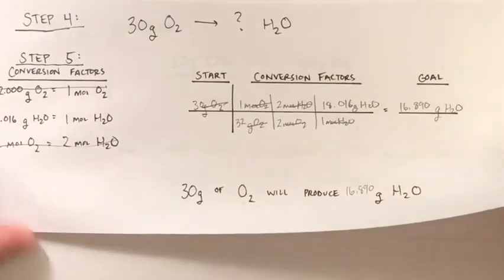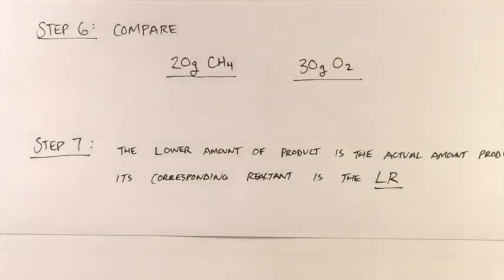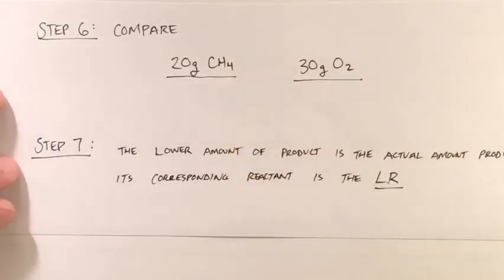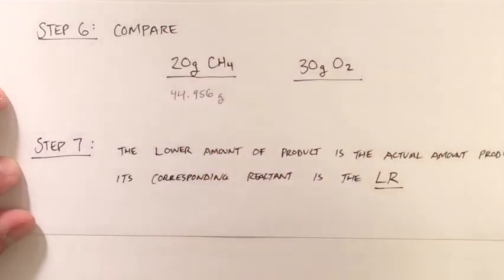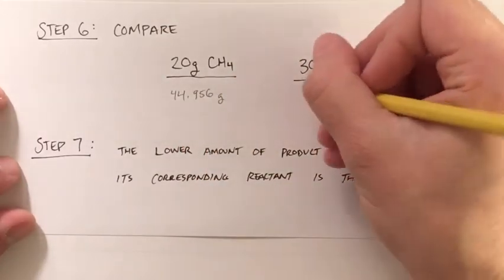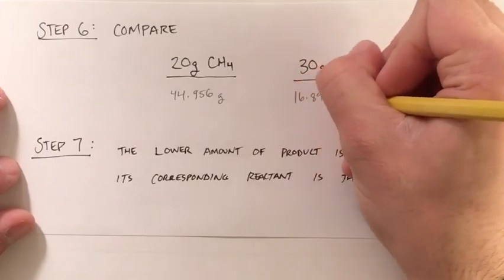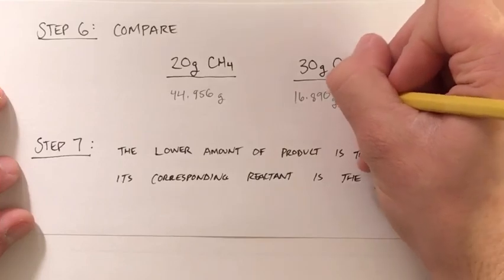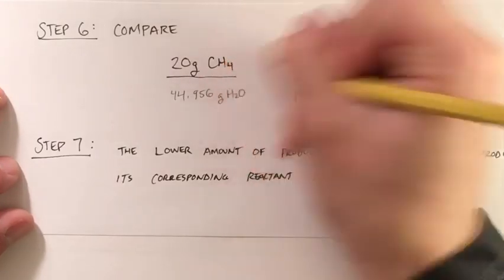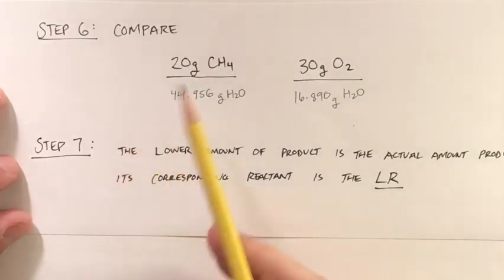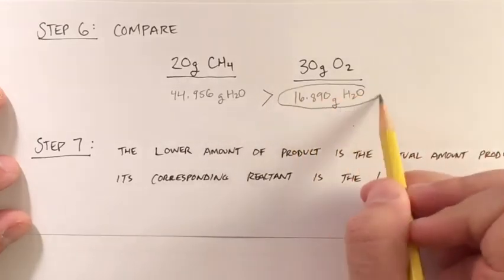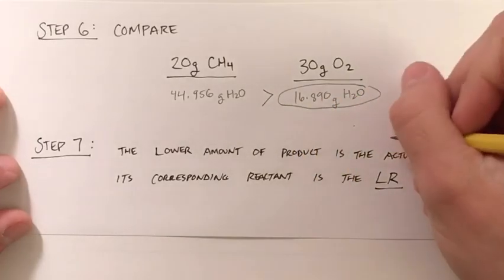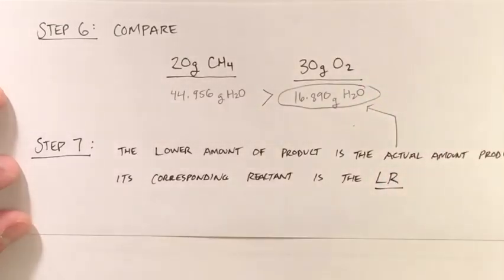Okay, so I now have the 2 amounts of H2O that I can create from my amount of reactants. All right, so step number 6, I'm going to compare those 2 amounts. From the 20 grams of CH4, I was able to make 44.956 grams. And from the 30 grams of O2, I was able to make 16.890 grams of H2O. Both of these are H2O. Okay. When we compare these two, we're looking for the lower number. Okay, so this is our lower number of H2O produced here. This is going to be our LR. Okay, so O2 is the limiting reactant in this problem.